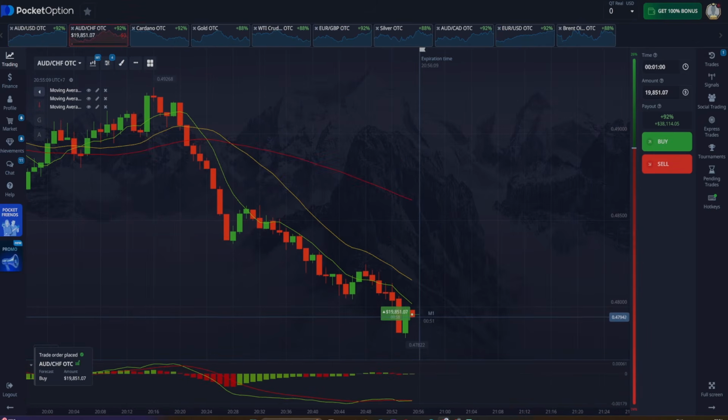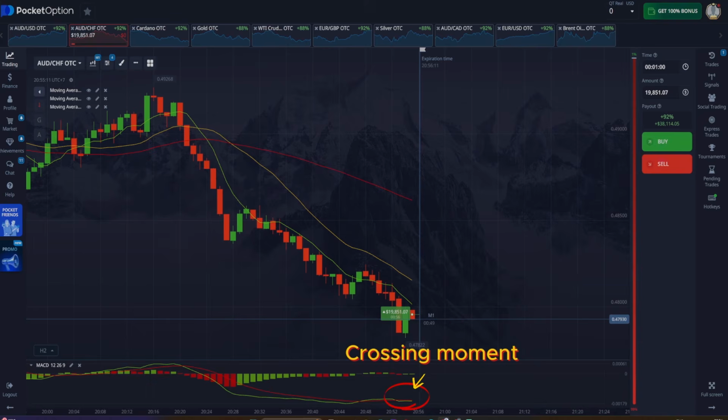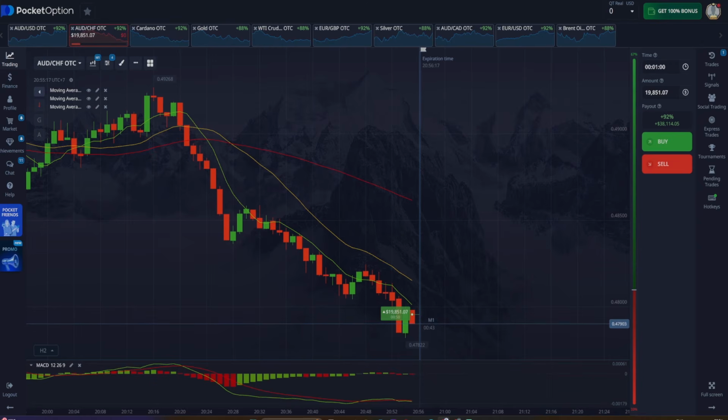Take a look at the MACD indicator right now. We have a bullish crossover where the MACD line cuts above the signal line from below. This is a clear sign that bullish momentum is starting to build and buyers are stepping into the market.